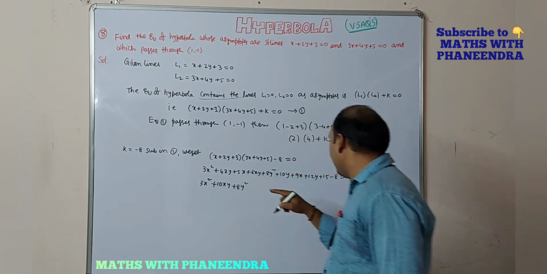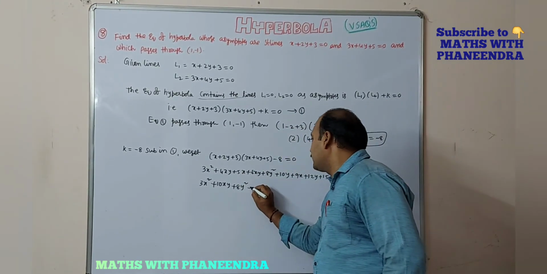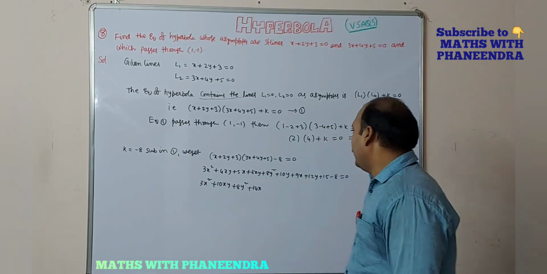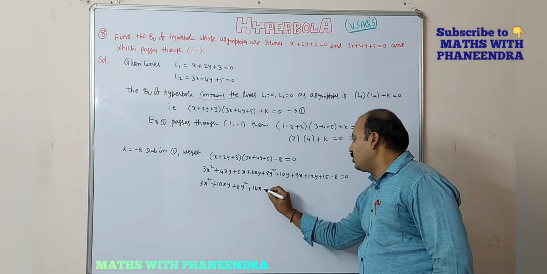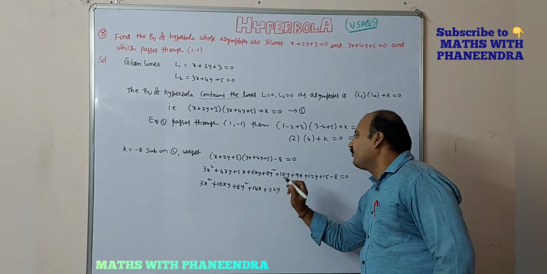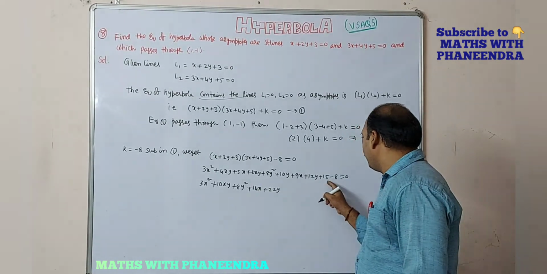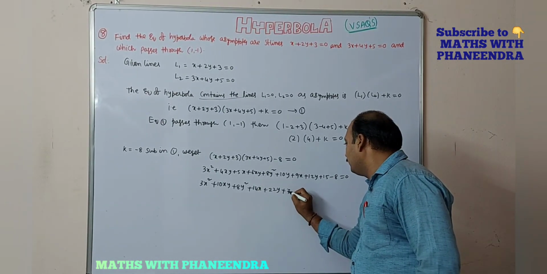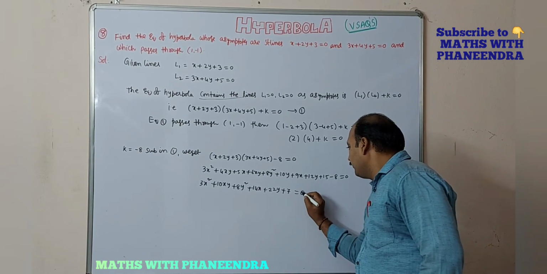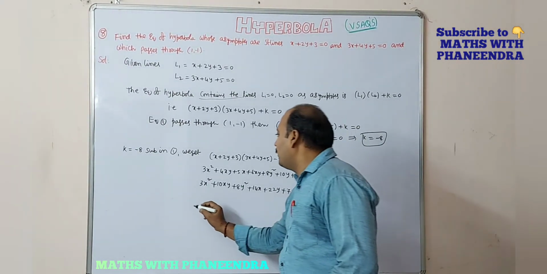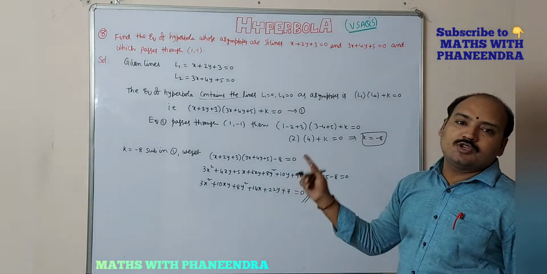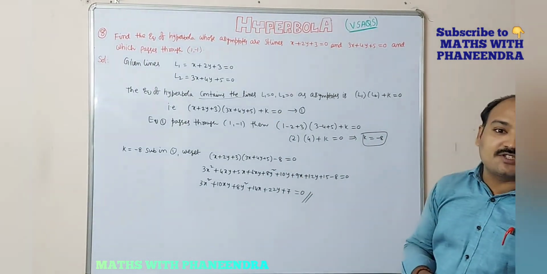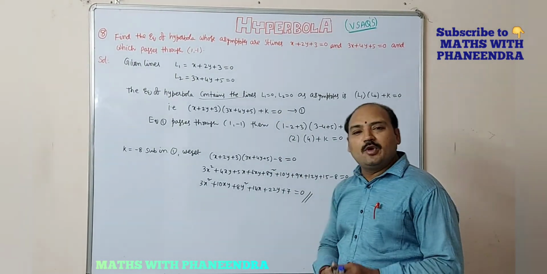Next x term, 5x plus 9x, 14x. Next 10y plus 12y, 22y. Next constant, 15 minus 8, 7. Which is the required hyperbola. Find the equation of hyperbola whose asymptotes are the straight lines. I hope you understand, dear students.